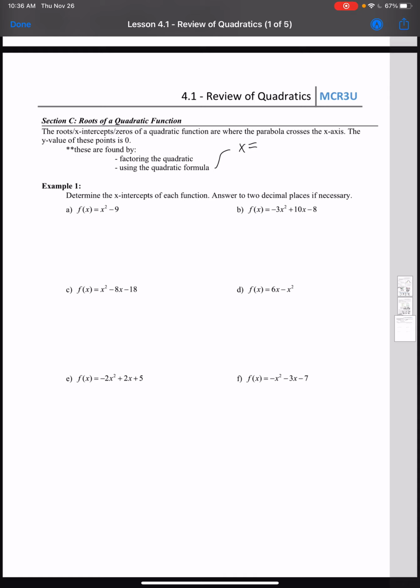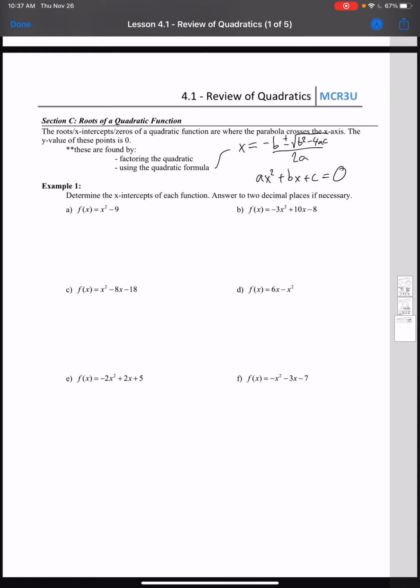The quadratic formula states that x is equal to negative b plus or minus the square root of b squared minus 4ac, and all of that over 2a. What are these a, b, and c's? The a, b, and c's are just referring to if you had written the quadratic in standard form. Standard form just means ax squared plus bx plus c is equal to 0. So you have your a, your b, and your c.